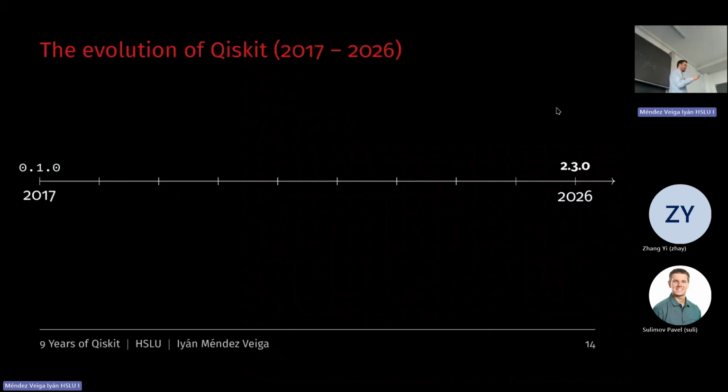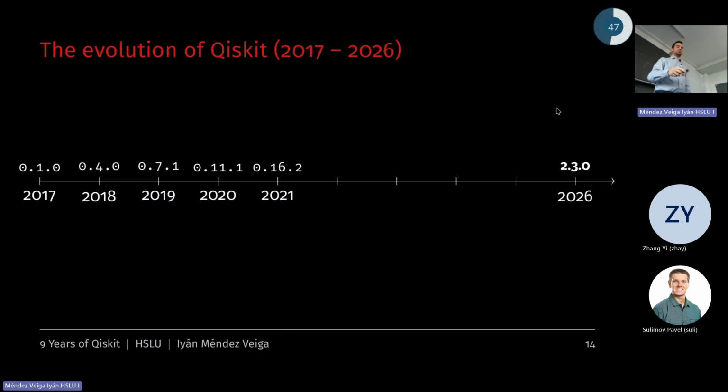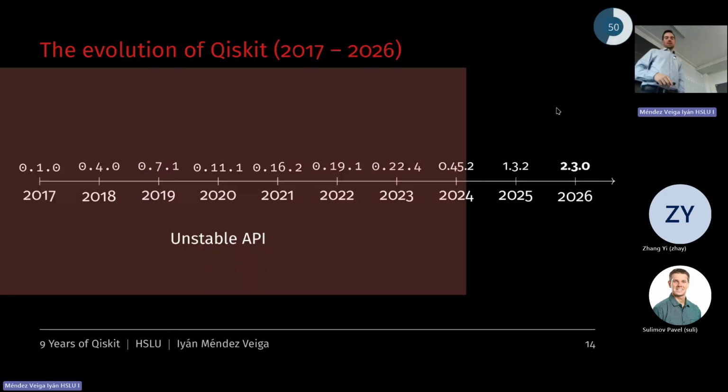All right, so let me now go back to your question about how can you write code that doesn't break the next time you open your script. So let me put it in the perspective of these 9 years. Everything started in 2017, then we had these many versions. For 7 years, they had an unstable API. There were no guarantees, and this was clearly specified in the repos.